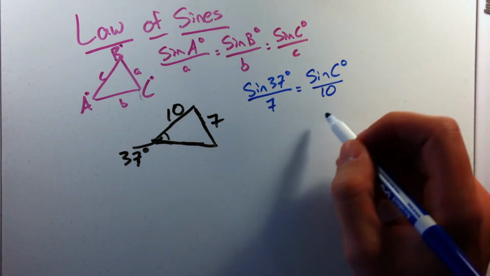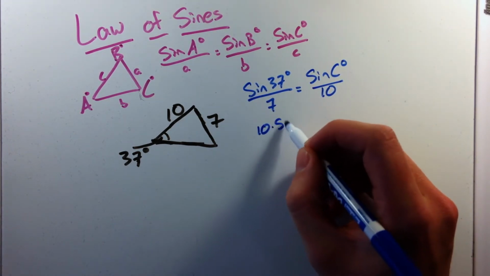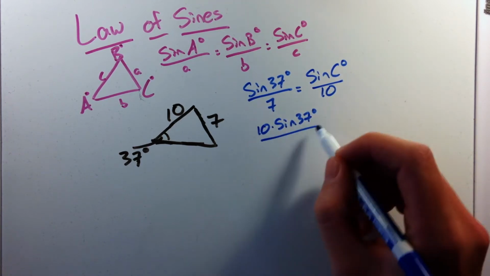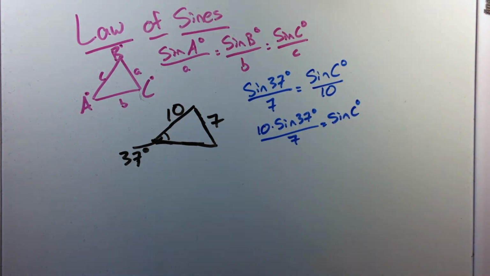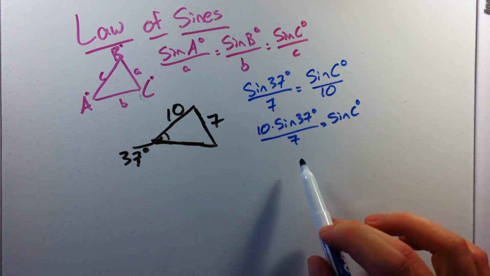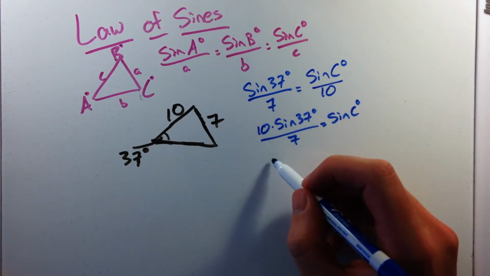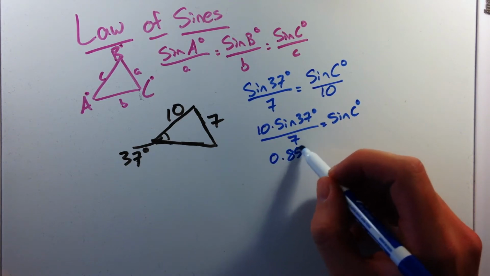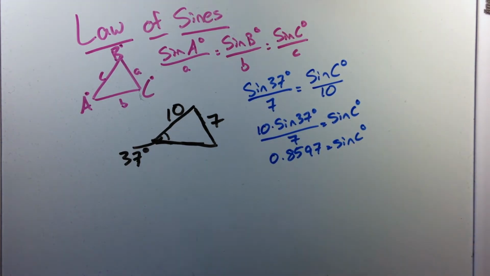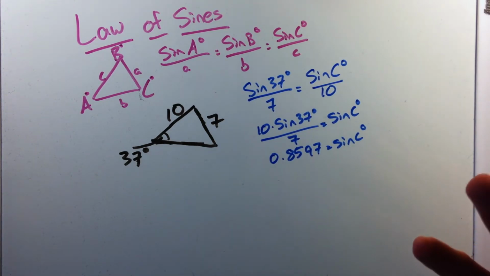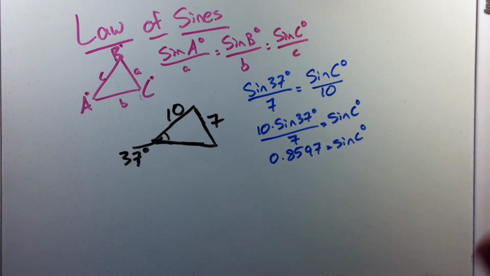So if I multiply both sides by 10, I'm left with 10 times the sine of 37 degrees over 7 is equal to the sine of C. And this is where we eventually have to implement the inverse sine. So at this point, I will type this into my calculator, 10 sine of 37 degrees over 7, and that comes out to be approximately 0.8597 is equal to the sine of C degrees. Now I usually leave this in my calculator, that decimal goes on forever, because I don't like to round within a problem, but of course, if you like to round within the problem, that's fine. It's just going to be more inaccurate as your final answer.